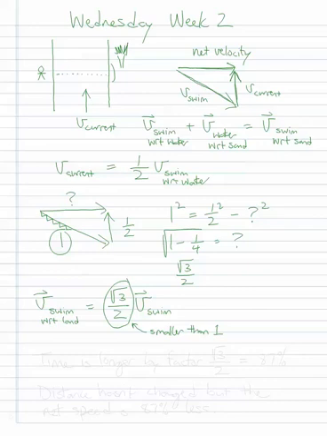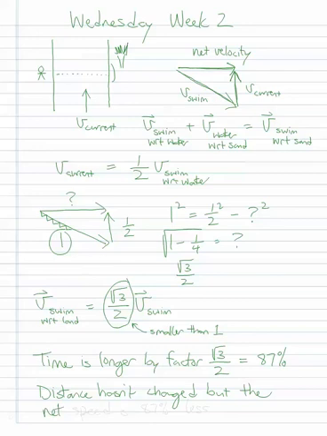So the time it takes is longer by a factor of root 3 over 2. So I took a moment to plug that into my calculator, and that is about 87%. So the reasoning is the distance hasn't changed, but the net speed is slower. Okay.